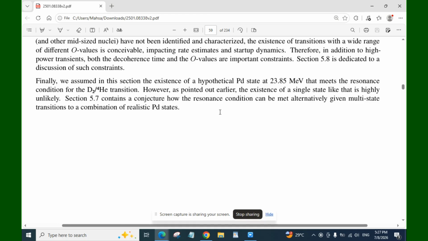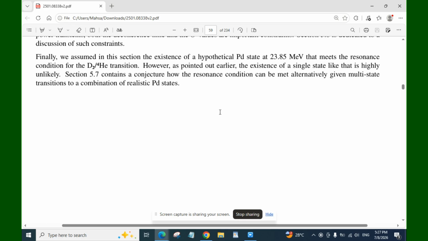Section 5.8 is dedicated to a discussion of such constraints. Finally, we assume in these sections the existence of a hypothetical palladium state at 23.85 megaelectron volts that meets the resonance conditions for the deuterium helium-4 transitions. However, as pointed out earlier, the existence of a single stable state like that is highly unlikely. Section 5.7 contains a conjecture on how the resonance conditions can be met alternatively given multi-stage transitions to a combination of realistic palladium states.